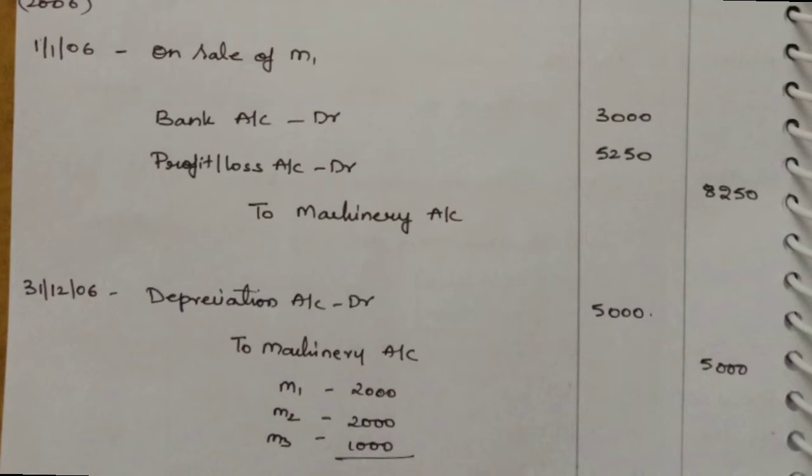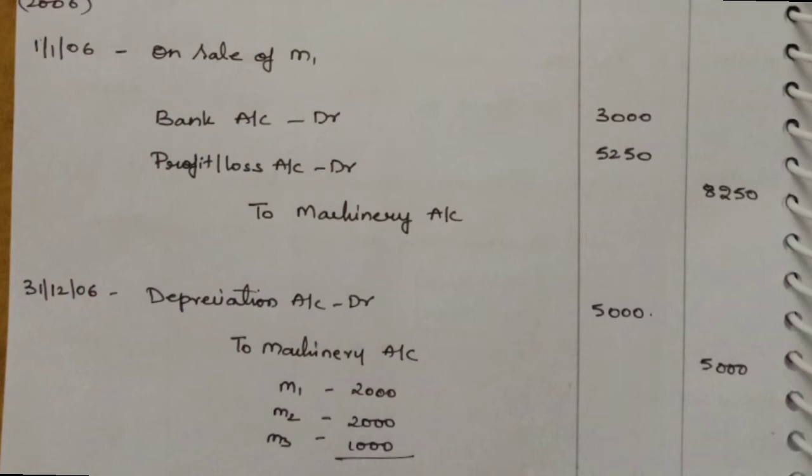That is 8,250, right? See what we are getting in return, that is bank balance of rupees 3,000. We are selling the machinery for rupees 3,000, so we are receiving some money. So bank account debit comes in, that is bank account debit 3,000. 5,250 is the loss on machinery 1. See, 8,250 is the cost we incurred for machinery 1, but we are selling for only rupees 3,000. So the remaining amount is 5,250, that is loss for us.